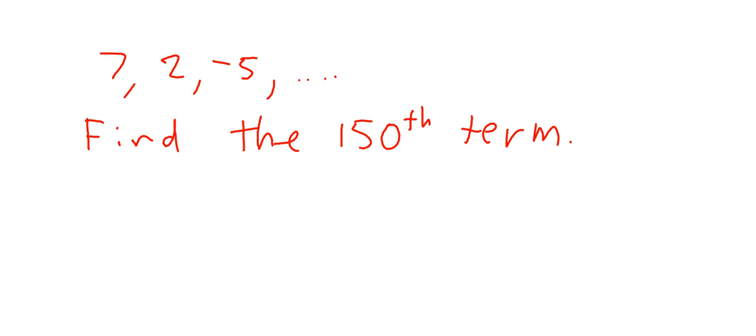So, 7 minus 5 is 2. And 2 minus 7 is 5. Oh, wait a second. I can't count.